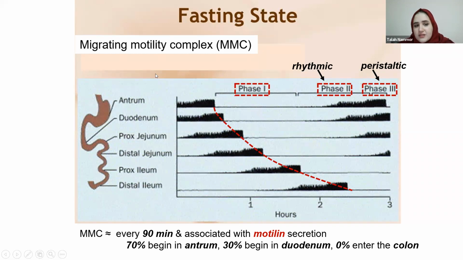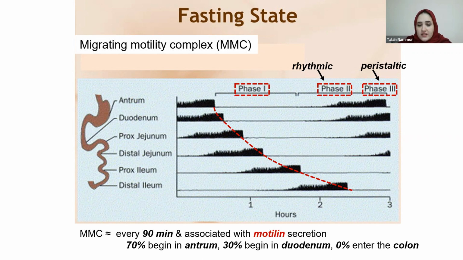Because if you guys see, this migrating motility complex is something that happens all over our GI. It's not something that only happens in the stomach. And if you see here, guys, we have the antrum, the duodenum, the jejunum, the ileum, and so on. But this migrating motility complex is something that happens all over the GI. They're just saying that usually 70% of the time it's initiated in the antrum, but only 30% it can be initiated from the duodenum.